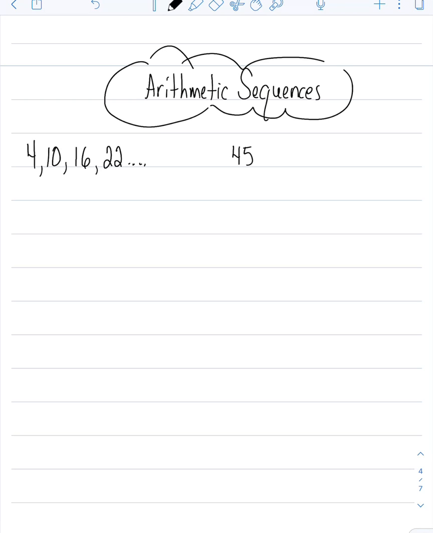What about this one? 45, 40, 35, 30, and so on. This one has a subtracting pattern. And that pattern is what we call a common difference. So the D, and I'm going to label that, or common difference of the first pattern is plus 6 or 6. The D, or common difference of the second pattern, is minus 5 because we subtract 5 each time.